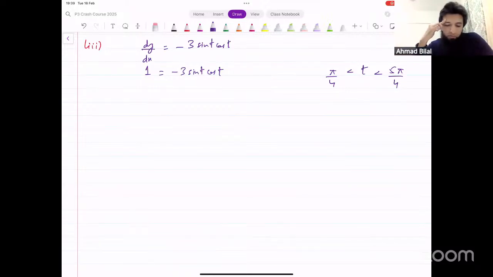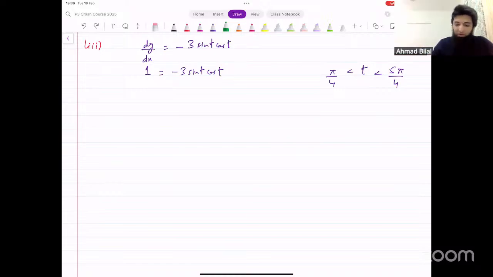Now, how do we solve this equation? Remember, in order to solve a trigonometric equation, we want to convert everything to just one type of function and one type of angle. Now, we only have one angle, that's t, and that's okay. But there are two functions, one is sine and the other is cos. How do we convert it to one function? Is there any identity that we can use here?